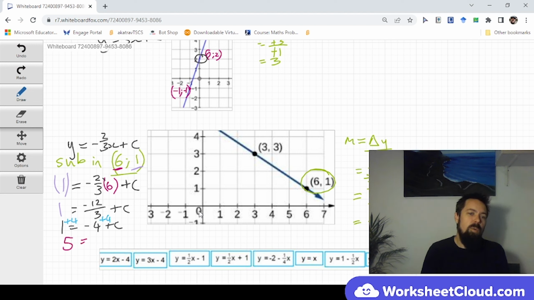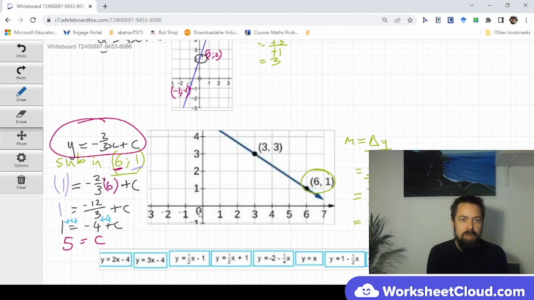And now we know that our y-intercept is therefore 5. So we first of all got the generalized formula, and then we substituted in a point that was on our line. So our final answer then for this graph is y equals minus 2 over 3x plus 5. There we are. That's how we get the equation of a graph where we've just got 2 points.